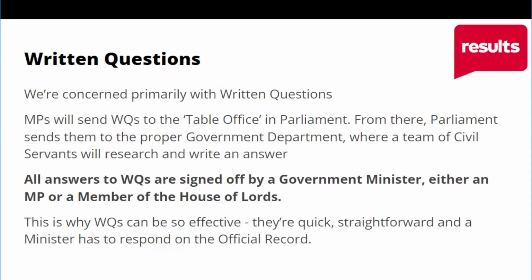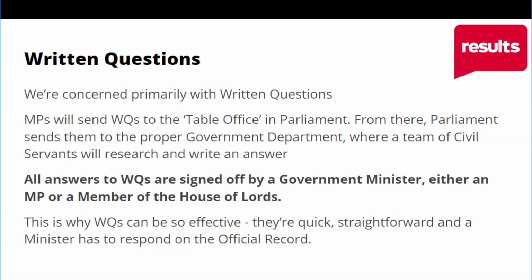That minister could be in the Commons or in the Lords, but they all will be signed off by a minister, because obviously if the minister's name is going on it, they want some ability to say what it says. They're not just going to sign things off willy-nilly. There is quite a rigorous process of sign off that they go through, but because they're only short, the turnaround is quite quick, as I say.